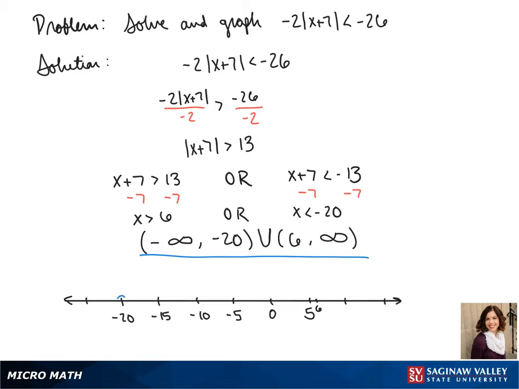To graph this, we put an open circle on negative 20 and at 6. And the arrows go away from each other because it's anything less than negative 20 or greater than 6.